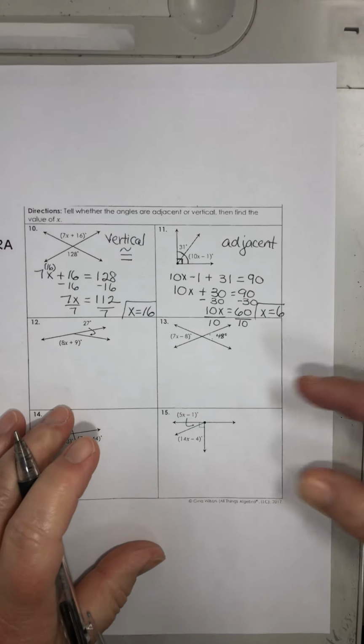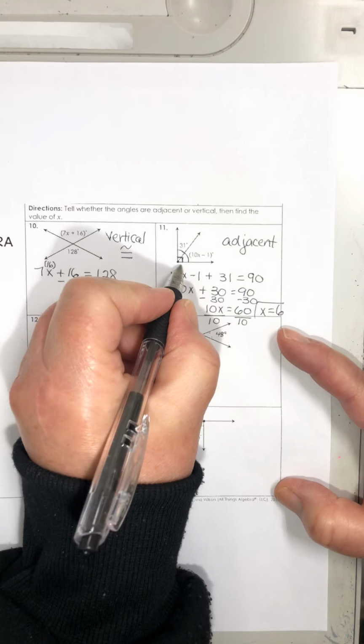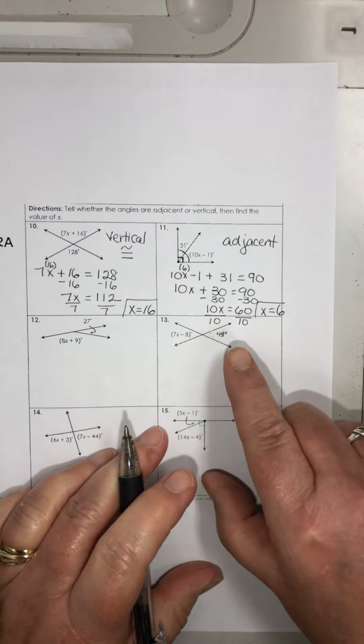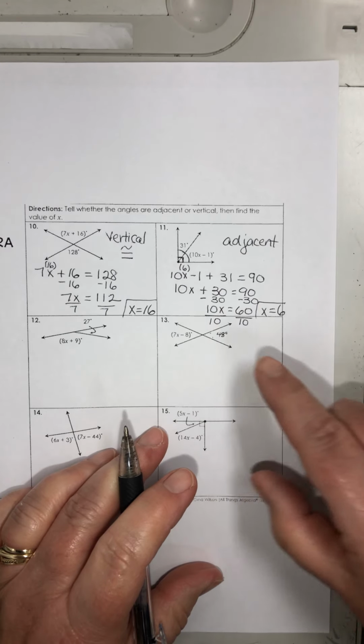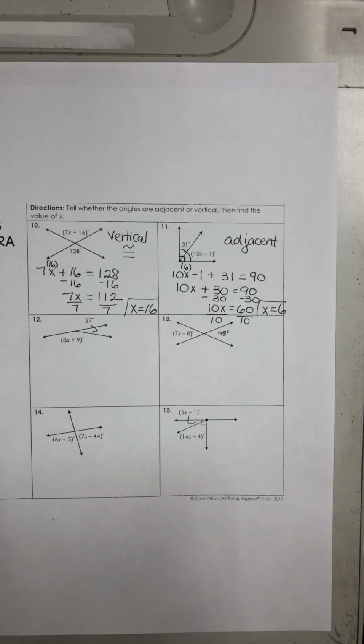Again, I can take my calculator and put that 6 back up here where the x is. 10 times 6 minus 1 is 59. 59 plus 31 equals 90. So that is a true statement. So x is equal to 6.